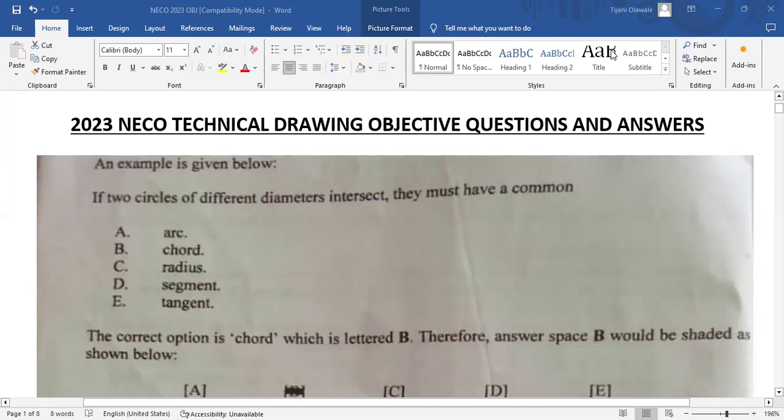As the students are preparing for the 2024 NECO paper, I have this information to share with you. As you can see on the screen, this is 2023 NECO technical drawing objective questions and answers. What I'm going to do here is to provide answers to the questions that were given to the candidates of NECO last year, which is 2023. So without wasting our time, let us go and answer the questions.